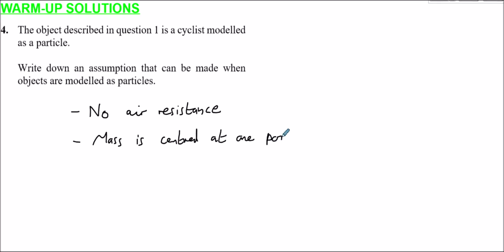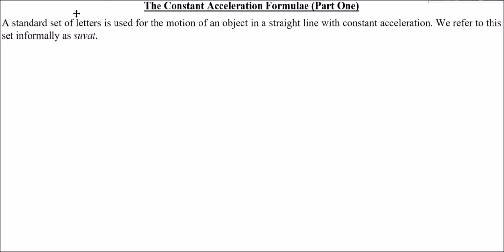So let's now have a look, without further ado, at the main bit of this lesson. So the constant acceleration formulae, part 1. So we're going to have a talk about how we can actually arrive from first principles at what these formulae actually are. So, without further ado, let's go forward. So we have a standard set of letters which are used for the motion of an object in a straight line with constant acceleration. So we refer to this set informally as SUVAT. So I'm just going to give you a quick rundown of what the S, U, V, A and T mean. Some of them you can guess, a couple of them aren't maybe so obvious.